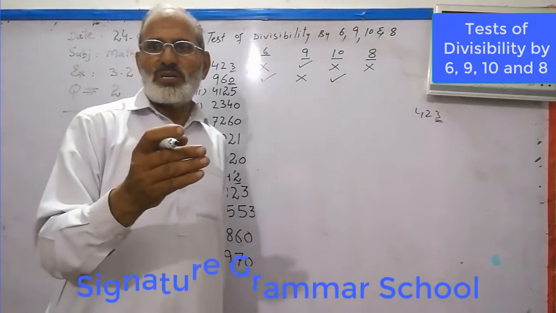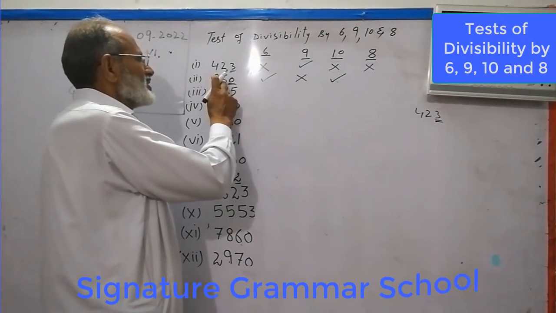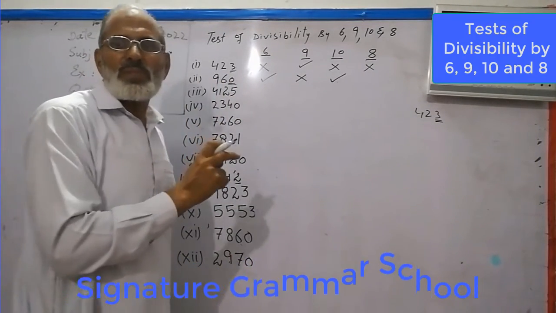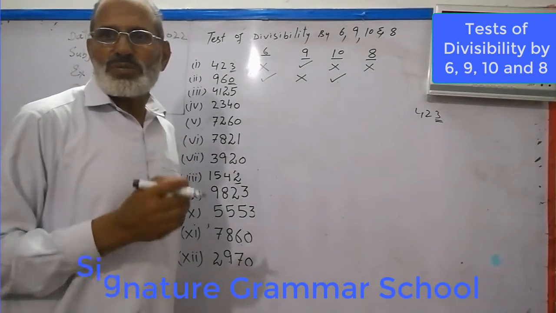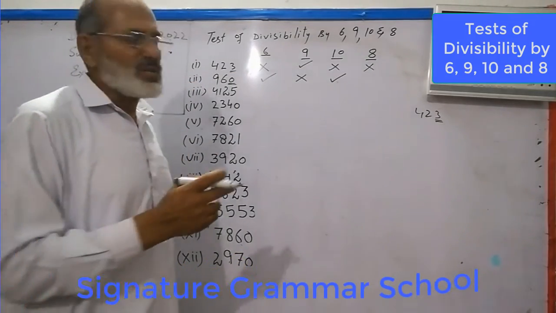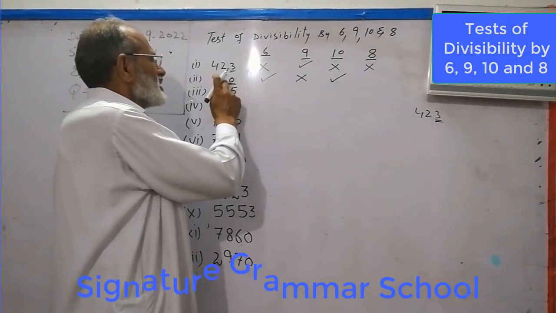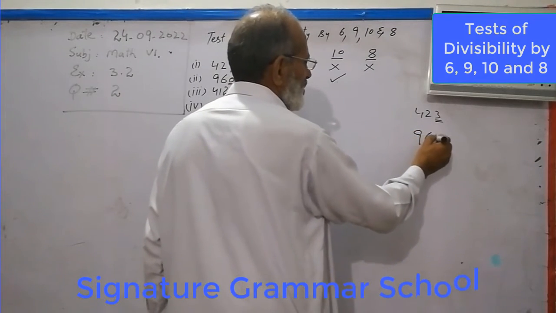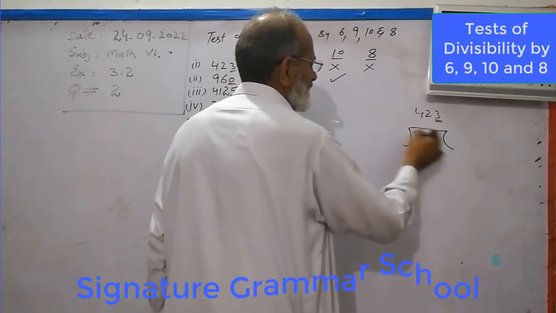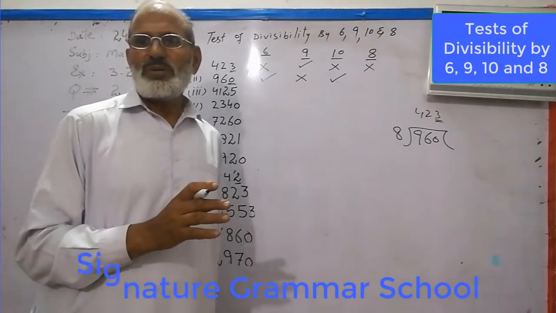The first condition is if there is 0 at the unit place, if there is 0 at the 10 place, if there is 0 at the 100 place, and then there are other values, then that value is divisible by 8. And the second condition, if you take the value of unit place, 10 place, and 100 place, and if you divide this value by 8, and if it is equally divisible by 8, then that value is divisible by 8.